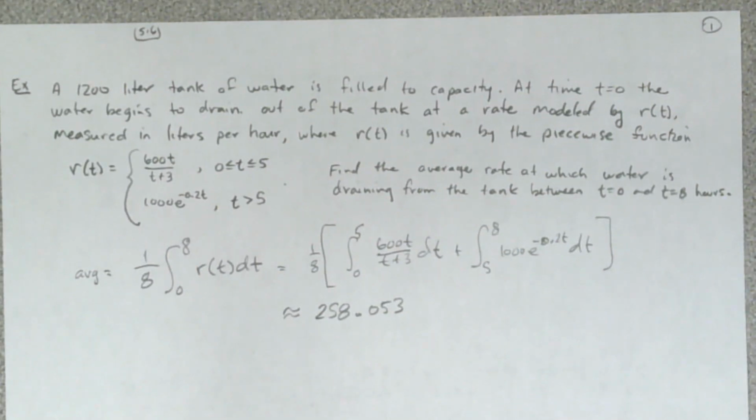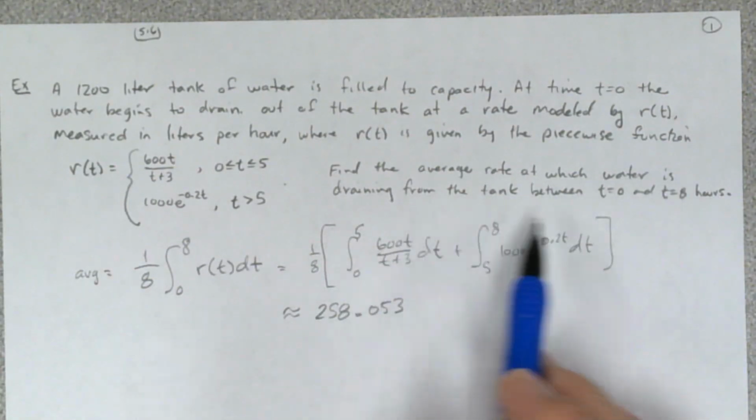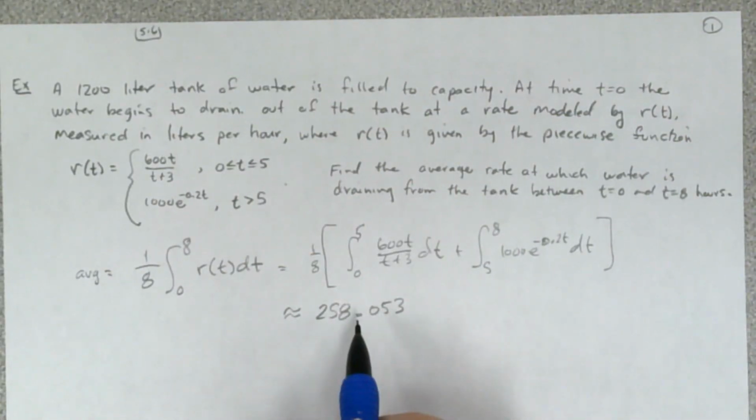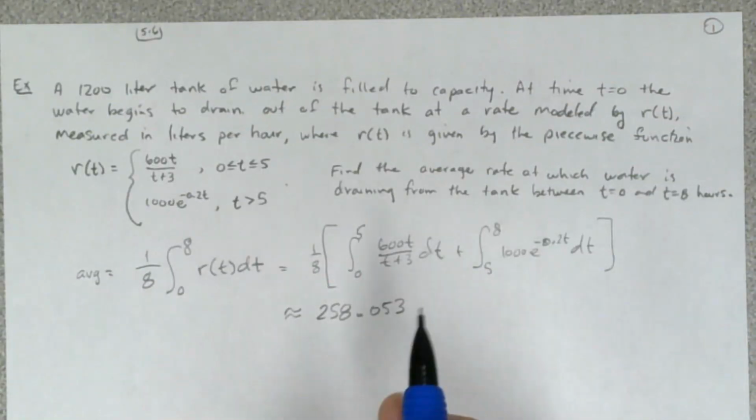All right, so there's my number. Find the average rate of the water draining from the tank between 0 and 8. When you write an answer out like this, a number is not enough. Usually units are involved, and they want you to explain what's going on. So what is this answer in context of this problem? Which is really how they're going to ask you a lot of questions.